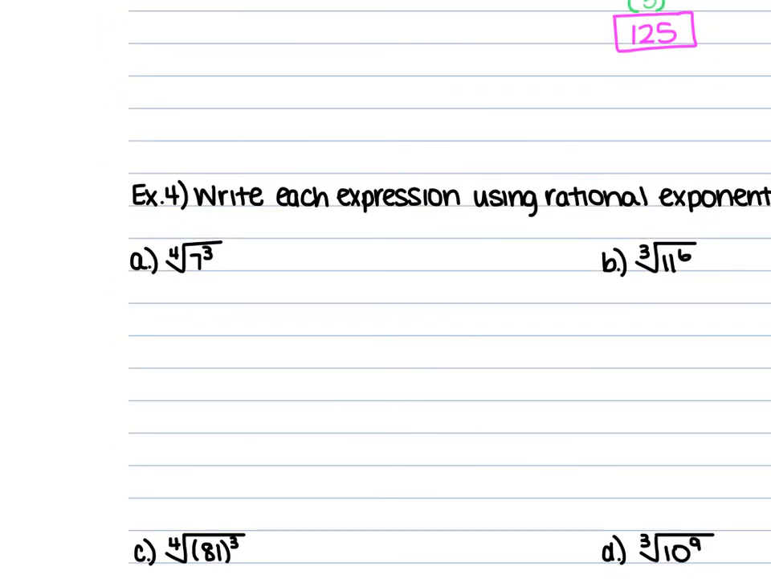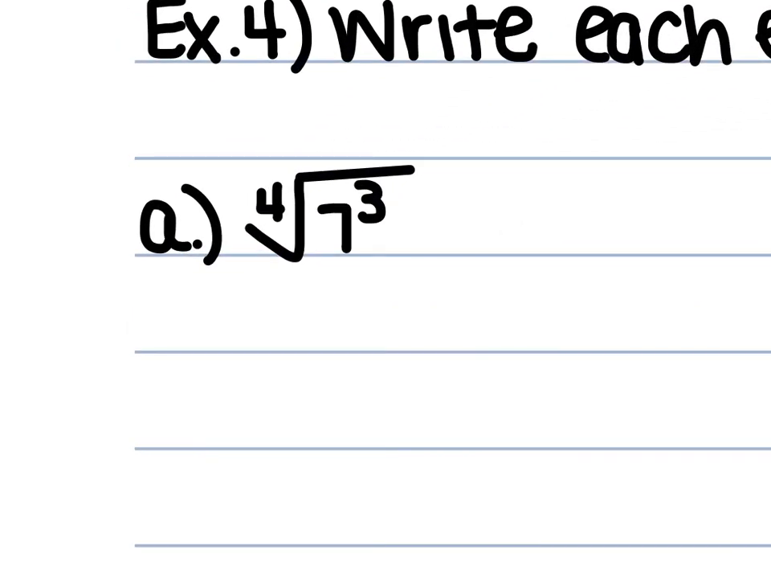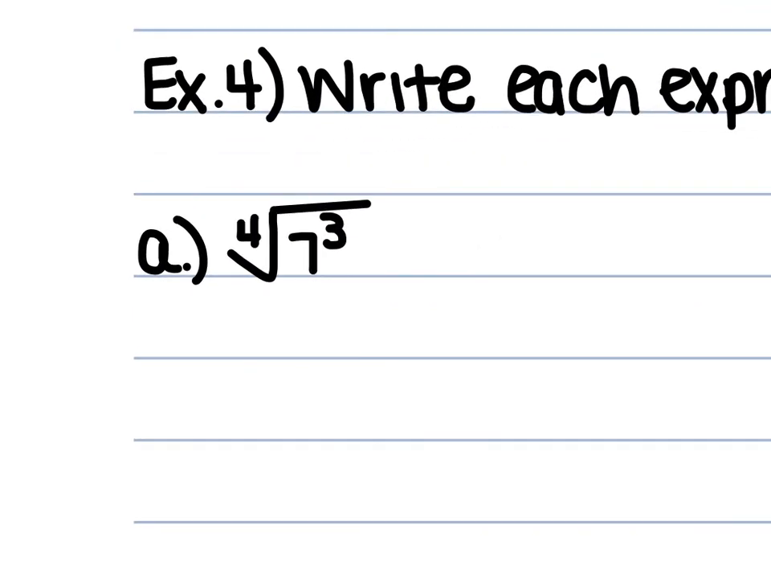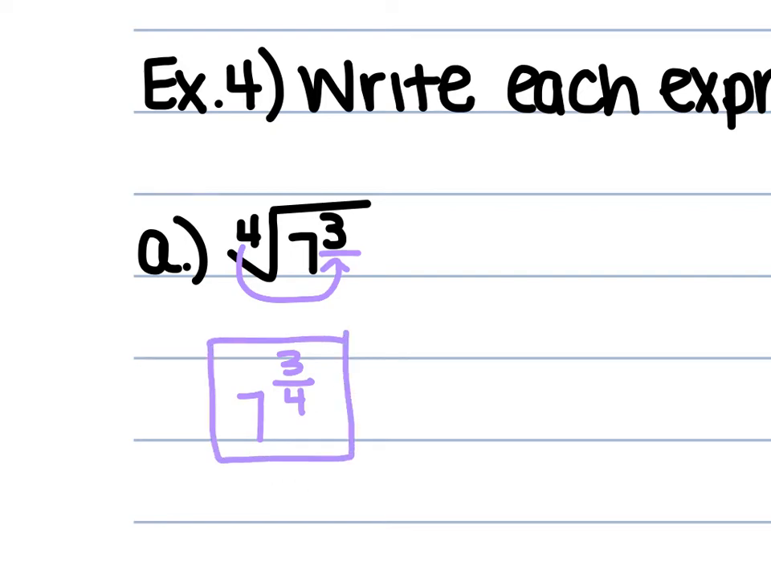If we look at example 4, we're writing each expression using rational exponents. So we're going to do the same thing here, but work backwards. If we can simplify these exponents or simplify these expressions, we are doing so. So if we look at example A, we have the 4th root of 7 cubed. So remember, the 3 is the numerator of that fraction, so 4 goes underneath. So this is going to be 7 to the power of 3/4. We can't simplify that fraction, so we're just leaving it as 7 to the power of 3/4.